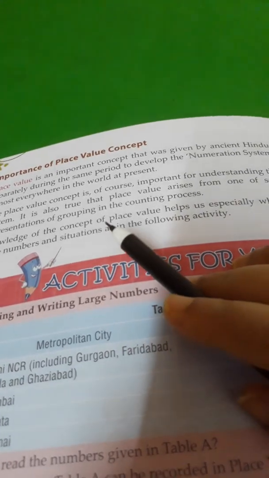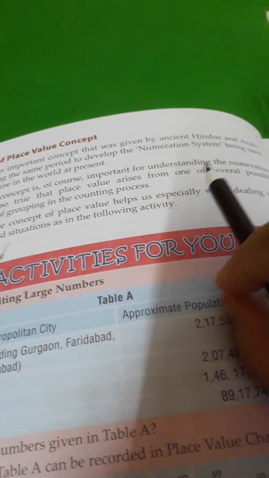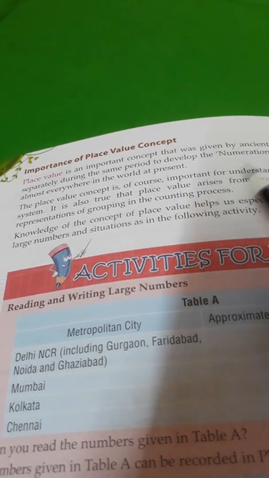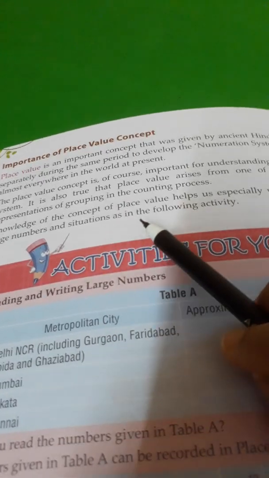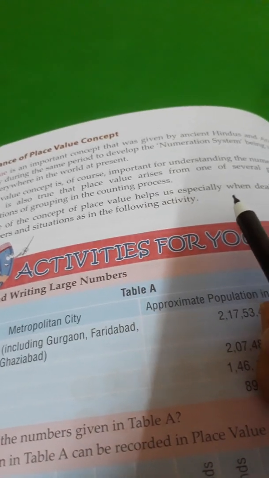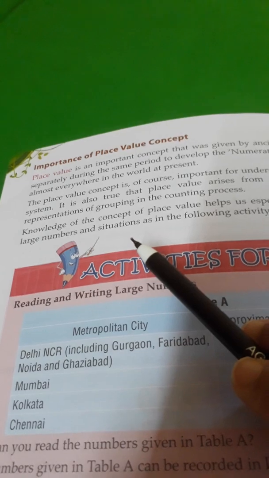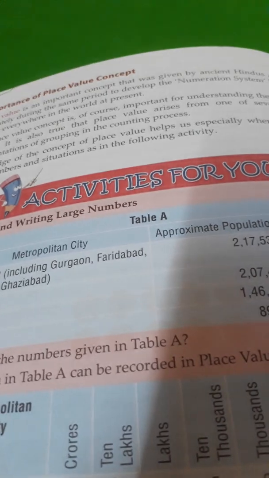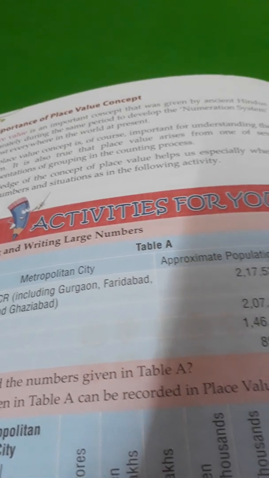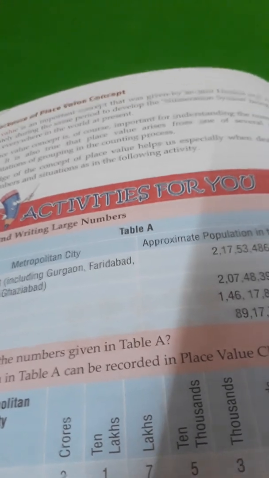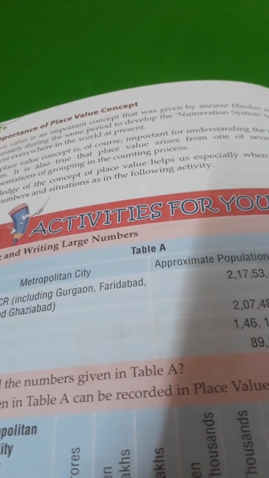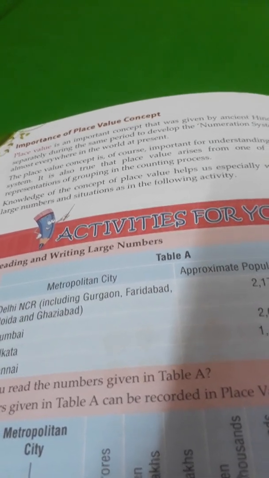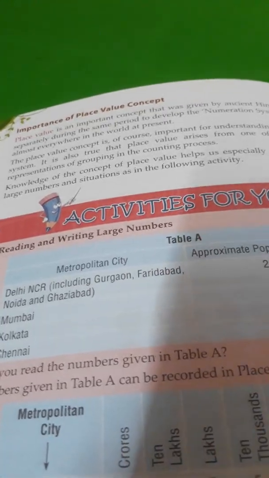So let us see that place value arises from one of several possible representations of grouping in the counting process. And knowledge of the concept of place value helps us, especially when dealing with large numbers and situations as in the following activity. Place value helps when we take 2-digit or 3-digit numbers, that will be easy. But when you take very large numbers, at that time place value helps us very much to understand. Okay, so see these activities.